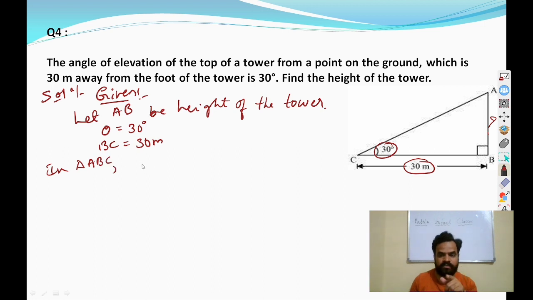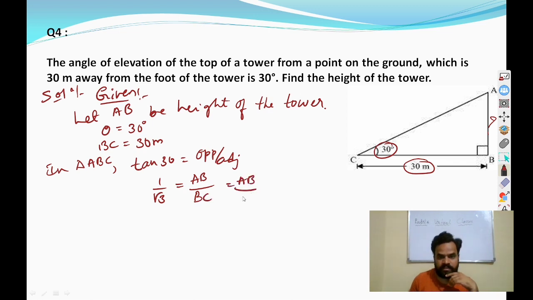ABC, opposite and adjacent means I have to take tan 30 is equal to the ratio opposite by base, that is adjacent. Tan 30 value is 1 by root 3. Please do remember all the trigonometric standard angles and their values, right? So opposite side here is AB by adjacent is BC, which is also equal to AB by BC is 30. So if this 30 will go here, it will become therefore AB is equal to 30 by root 3 meter. Answer over. Am I clear?